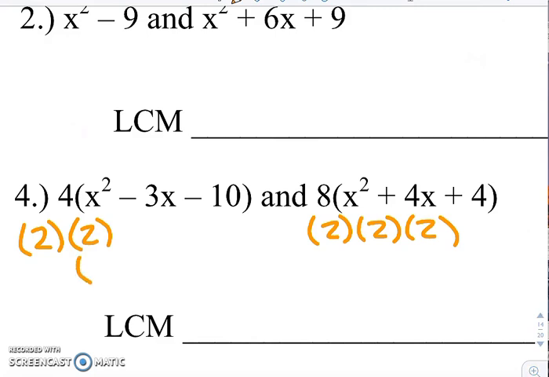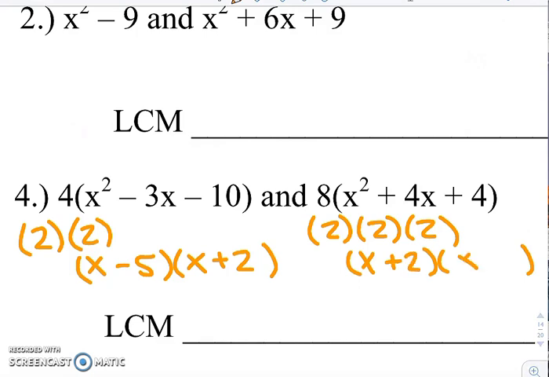And then how do we factor x squared minus 3x minus 10? So what multiplies to get us negative 10, but adds to get us negative 3? x minus 5, and x plus 2. How do we factor x squared plus 4x plus 4? x plus 2 times x plus 2. So what's the LCM now that all of our expressions are in their factored form?